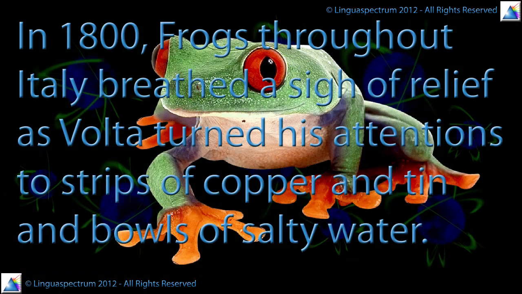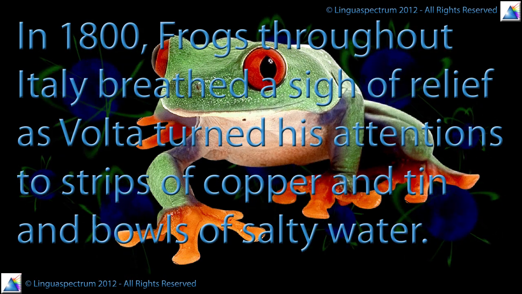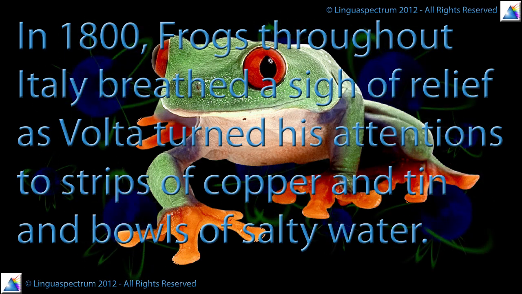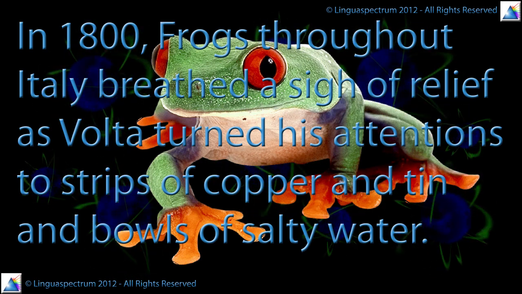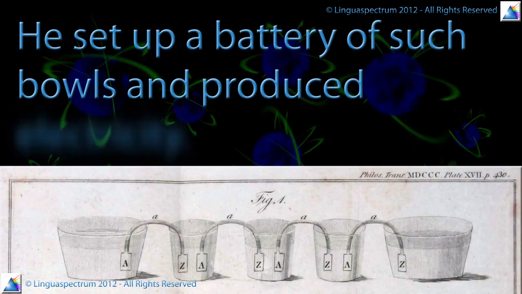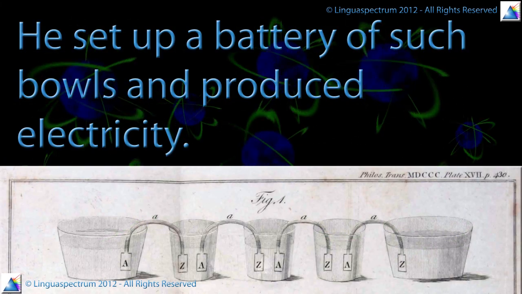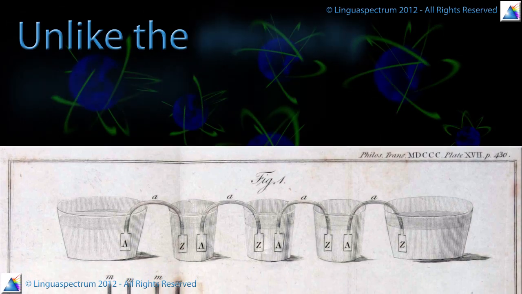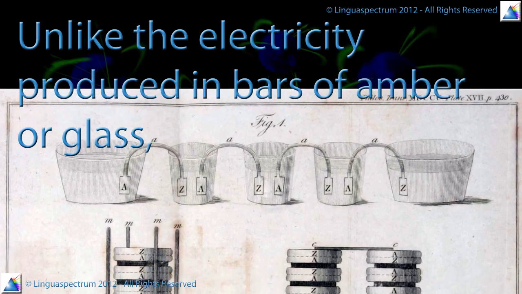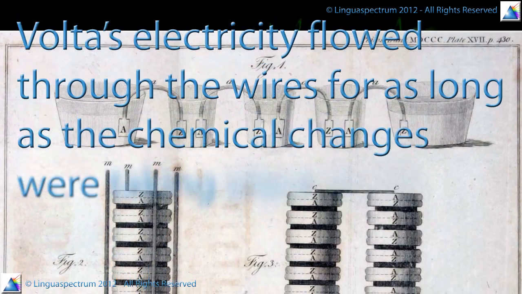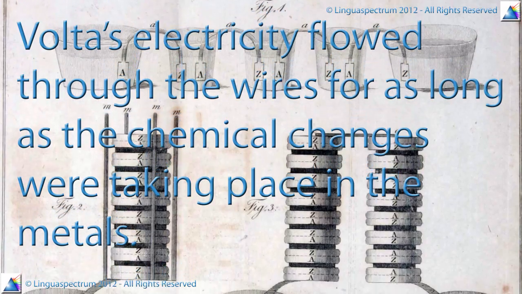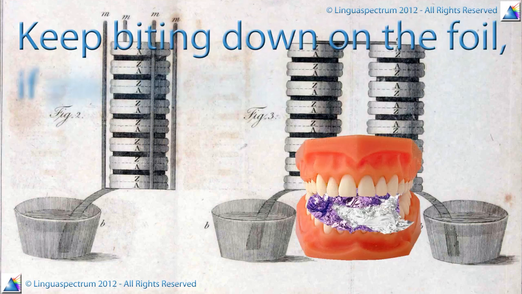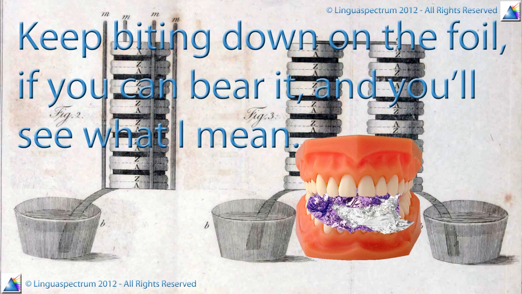In 1800, frogs throughout Italy breathed a sigh of relief as Volta turned his attentions to strips of copper and tin and bowls of salty water. He set up a battery of such bowls and produced electricity. Volta had invented the battery. Unlike the electricity produced in bars of amber or glass, Volta's electricity flowed through the wires for as long as the chemical changes were taking place in the metals. Keep biting down on the foil if you can bear it, and you'll see what I mean.